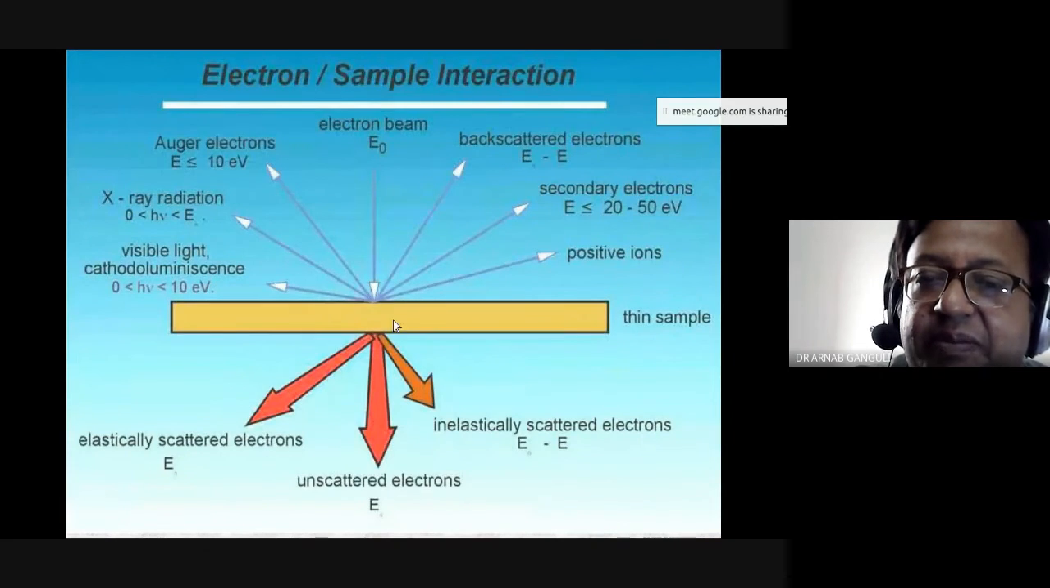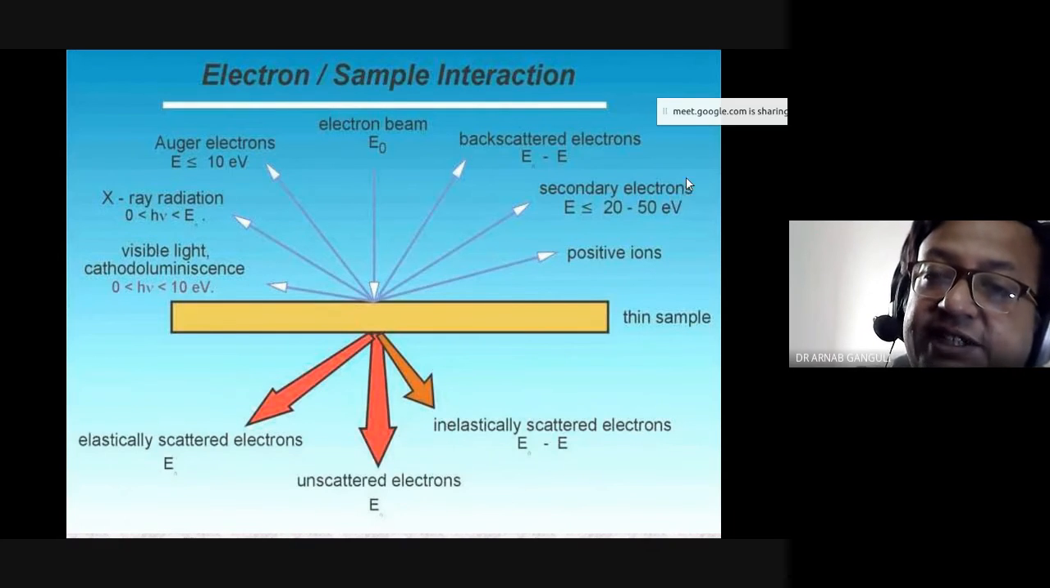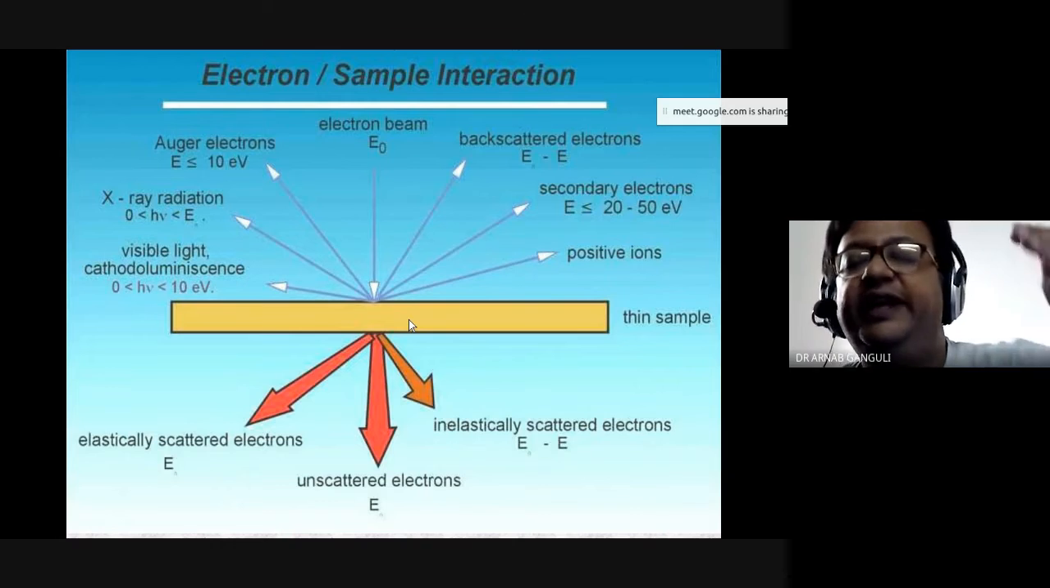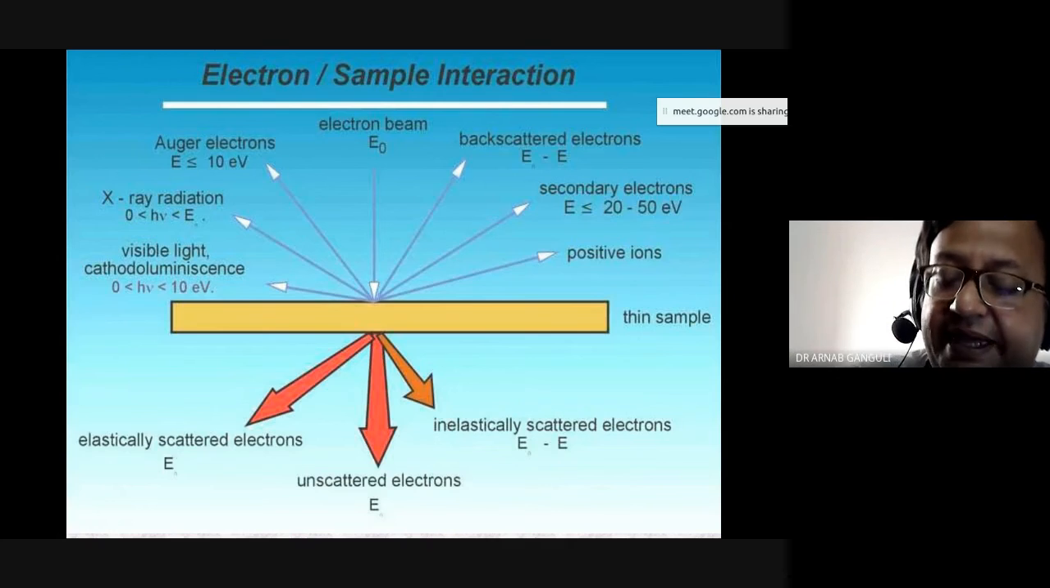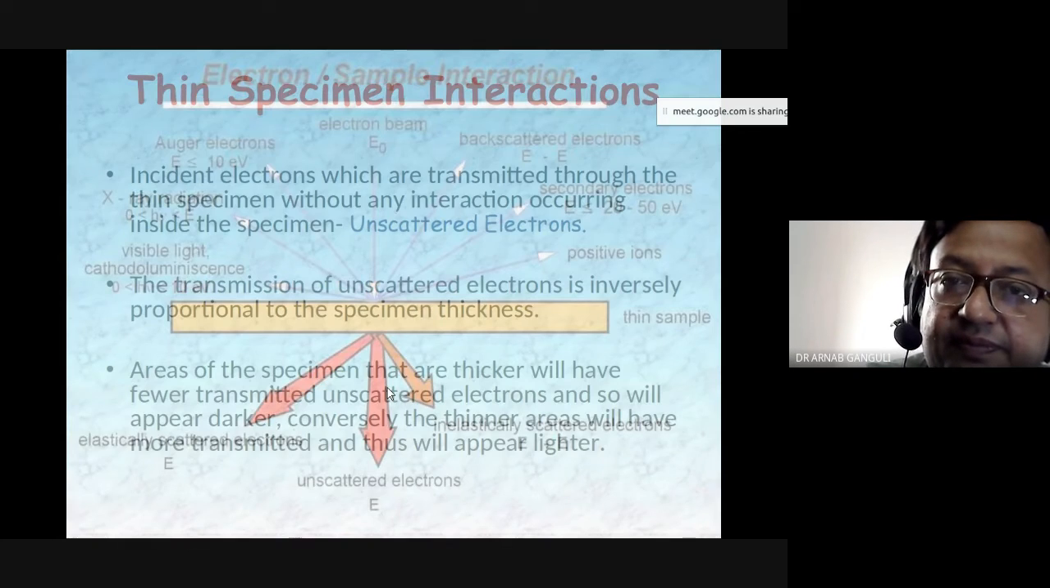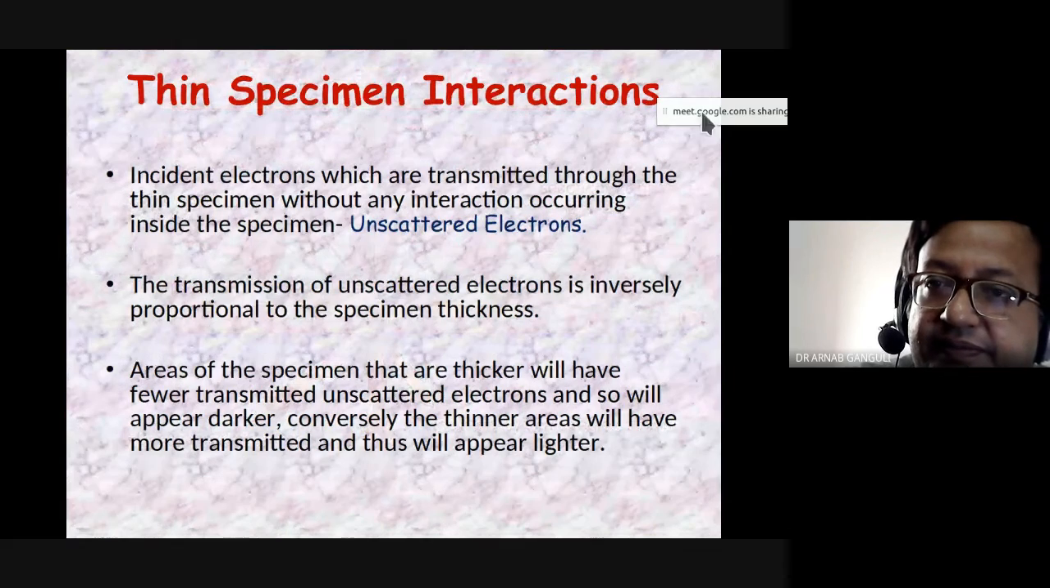So electron beams, basically you measure these scattered electrons, unscattered electrons, inelastically scattered electrons. You measure positive ions, you measure secondary electrons, backscattered electrons, which are reflected back, you measure the electron beam. So basically you get the surface features very clearly, depending upon how much it is bent this way or that way. So basically this is electron microscopy.